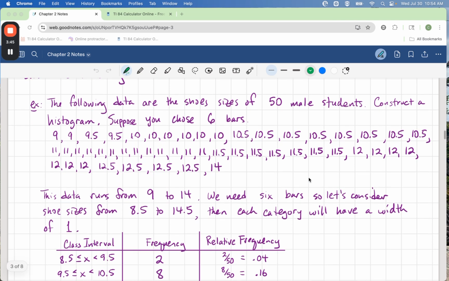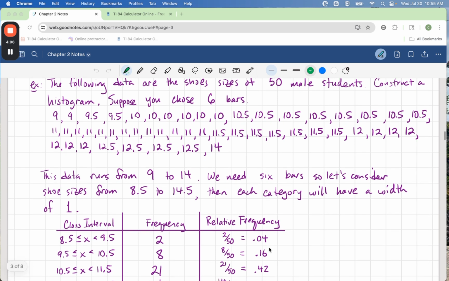So the following data are the shoe sizes of 50 male students. Construct a histogram. So we're going to choose 6 bars. The first bar is going to have all people that have shoe sizes between 8.5 and 9.5, including 8.5 but not 9.5. So when we do the frequencies here, you're going to see that between 8.5 and 9.5, with 8.5 being included, indicated by the less than or equal to, and the 9.5 not, there's only 2 values that represents, and those 2 values are the 2 nines.